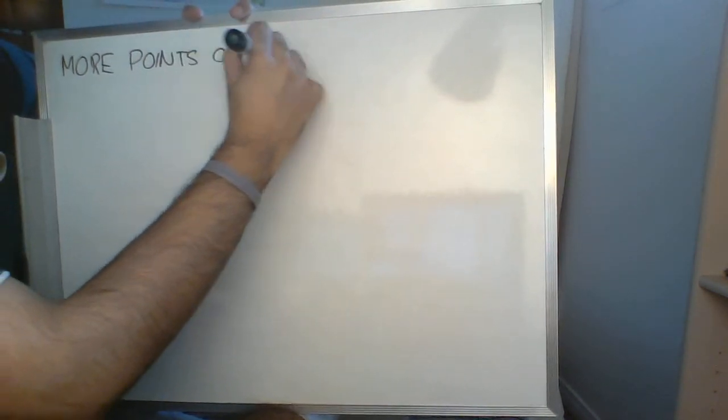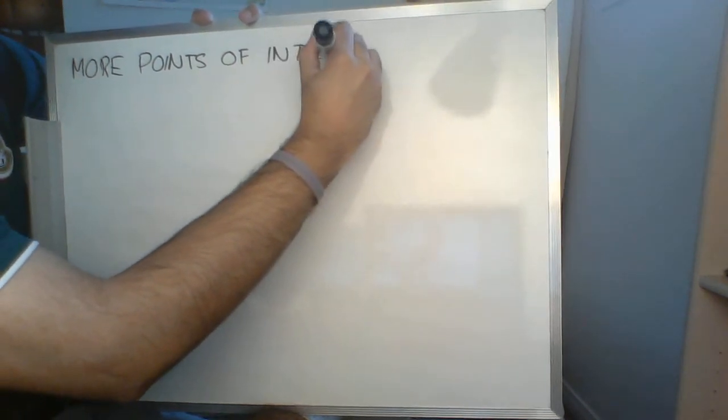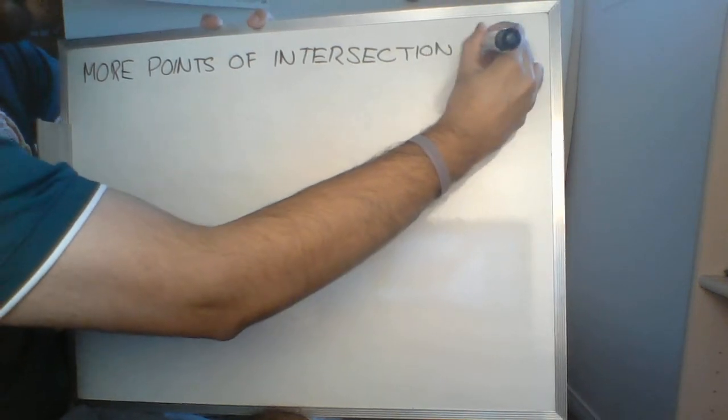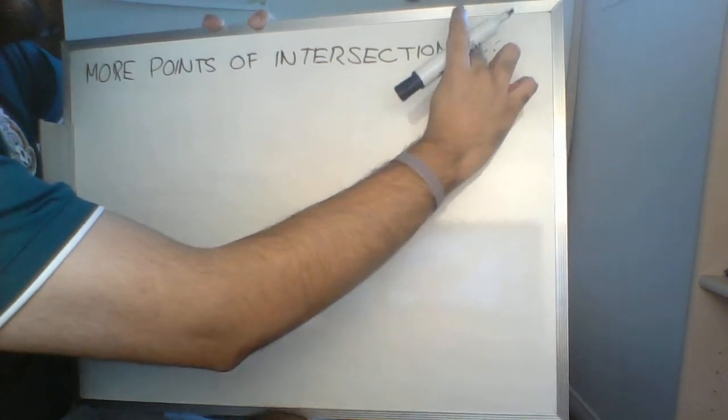So what we're going to do is a points of intersection example. I had two examples written out, and they are kind of short, so we'll see if we can get through both of them. So I'm going to call this more points of intersection examples. I'm running out of room.